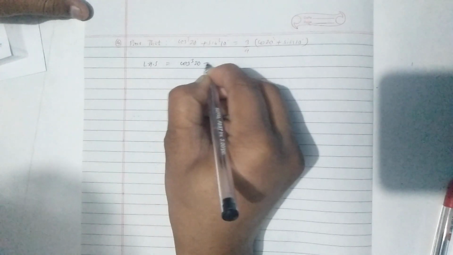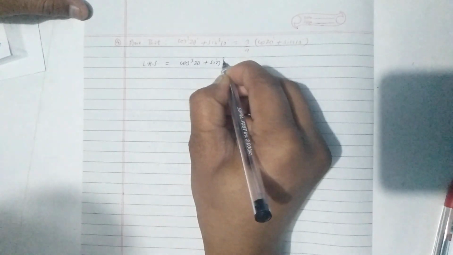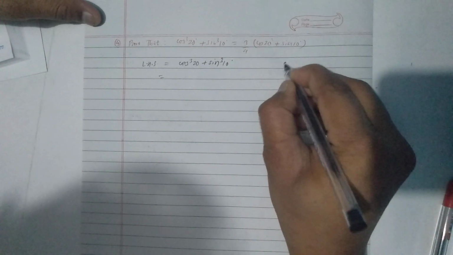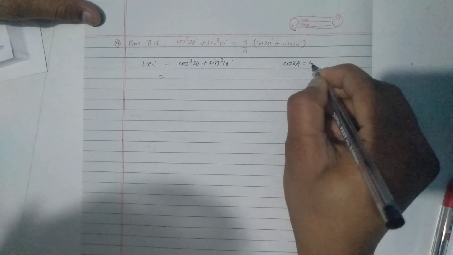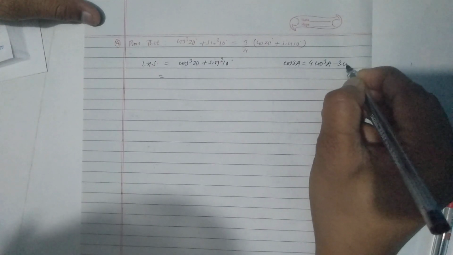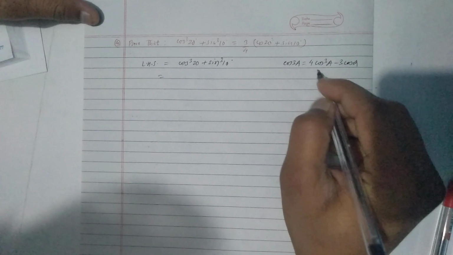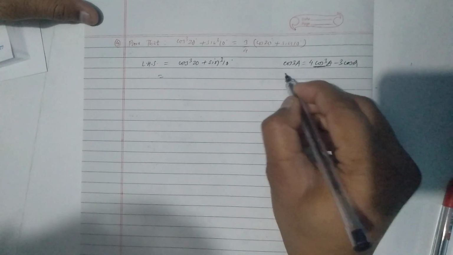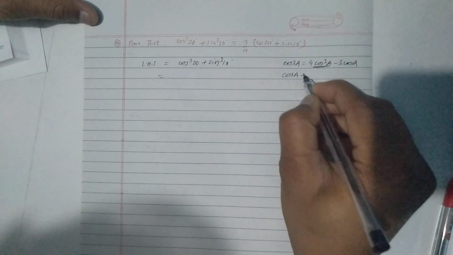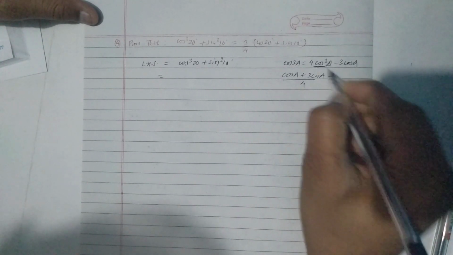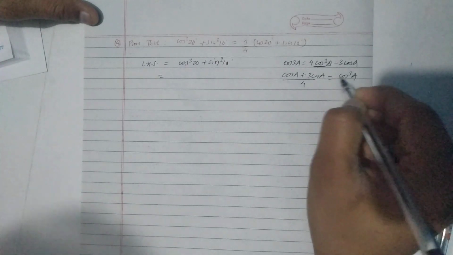Cos cube 20 plus sin cube 10. Now as we know the formula of cos 3a, 4 cos cube a minus 3 cos a. From here you can see we can apply the formula: cos cube a equals cos 3a plus 3 cos a upon 4. This is the formula of this cos cube a.